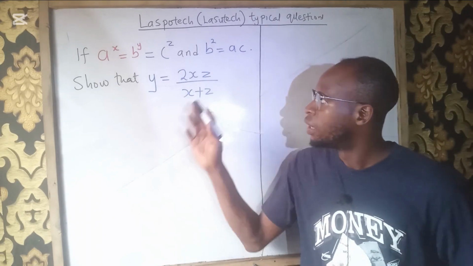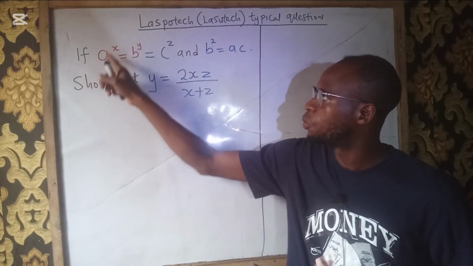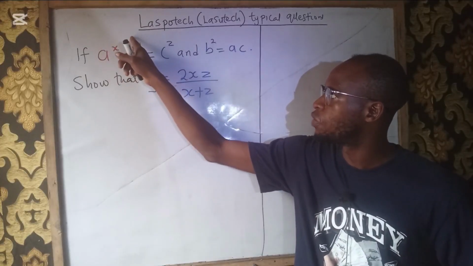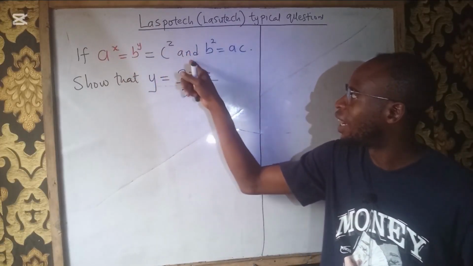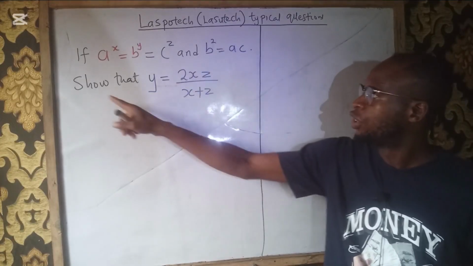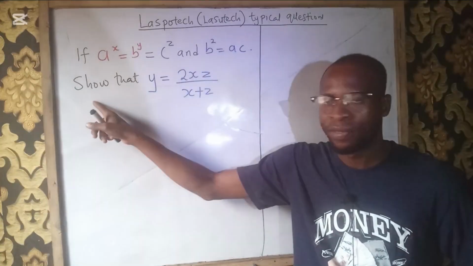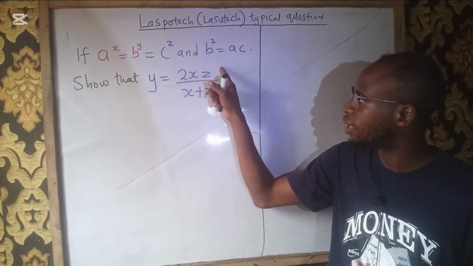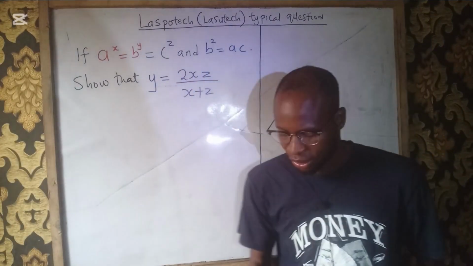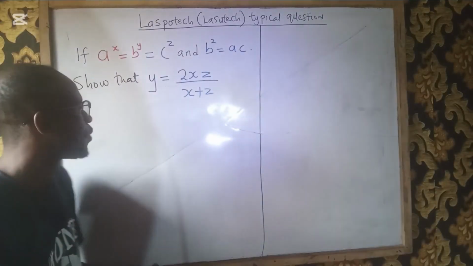Now we are told that if a raised to the power of x equals b raised to the power of y equals c raised to the power of z, and b squared equals ac, show that, which means prove that, y equals 2xz over x plus z. All right, so let's get straight down to business. Solution.